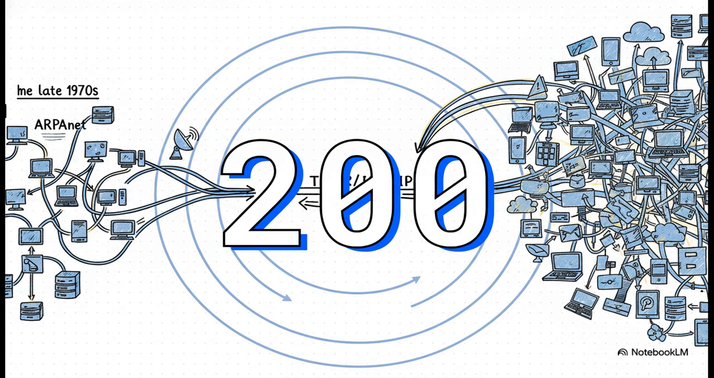And if you want proof that these principles work, just look at the growth. Back in the late 70s, the ARPANET, the internet's ancestor, had maybe 200 connected computers. Today, we're talking billions and billions of devices, all running on that same core foundation laid decades ago. It is, without a doubt, one of the most scalable and successful engineering projects in the history of humanity.